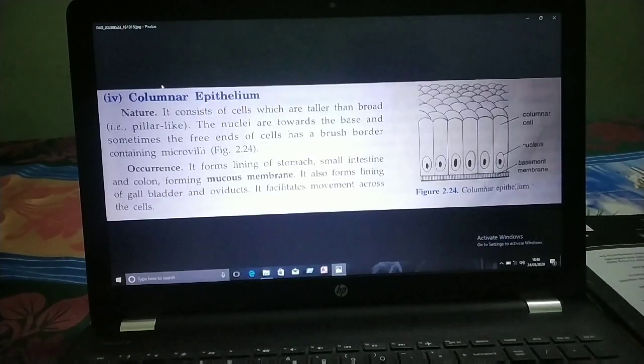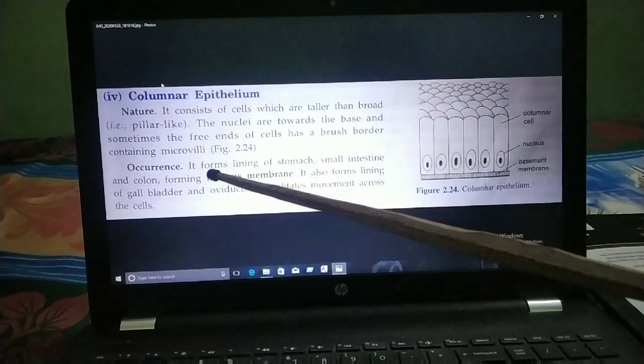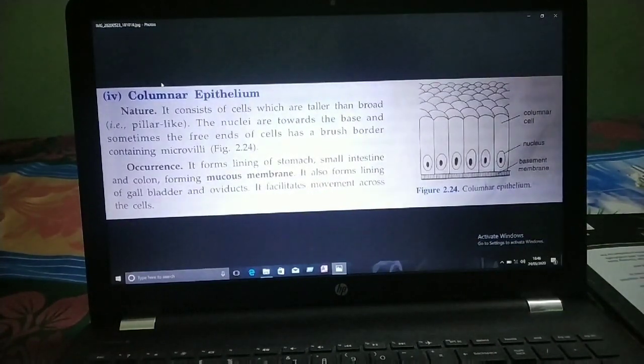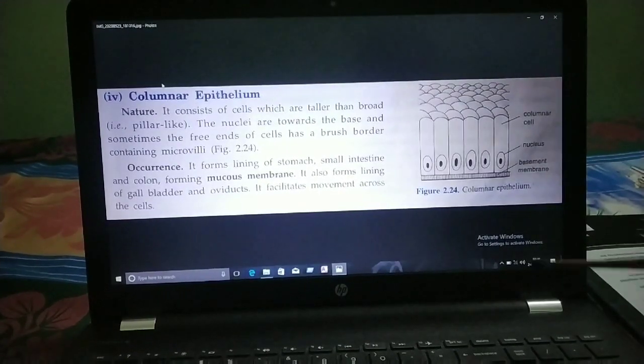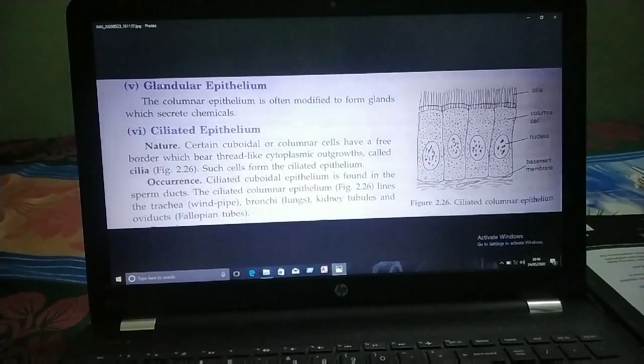It forms the lining of the stomach, small intestine and colon, forming mucous membrane. In the digestive system you have to read about the mucous membrane. It is also present in the stomach. It also forms the lining of the gallbladder and oviduct. It facilitates movement across the cells. So you have to remember these structures, all four. Go through all this.